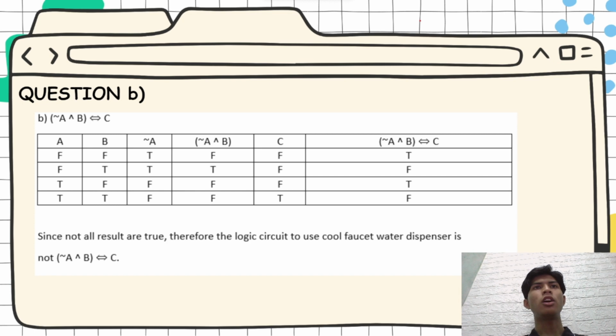So, since not all results are true in column number 6, therefore the logic circuit to use the cool faucet water dispenser is not logically equivalent. Sorry. So since not all results are true, we can conclude that not A and B is not logically equivalent with C.